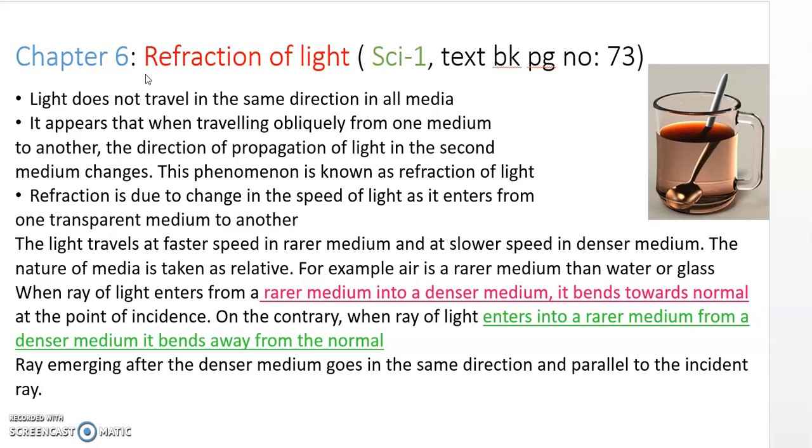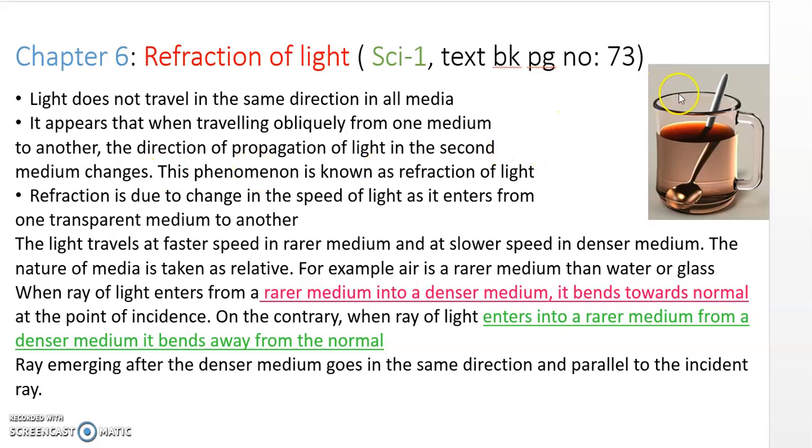You know that light travels in a straight line, and because of this, if an opaque object lies in its path, a shadow of the object is formed. But under some circumstances, the light can bend. So, what is that? When traveling obliquely from one medium to another, the direction of propagation of the light in the second medium changes. This phenomenon is known as refraction of light.